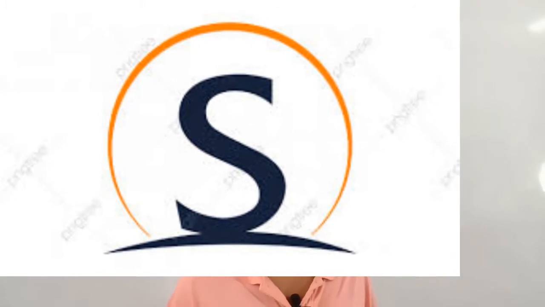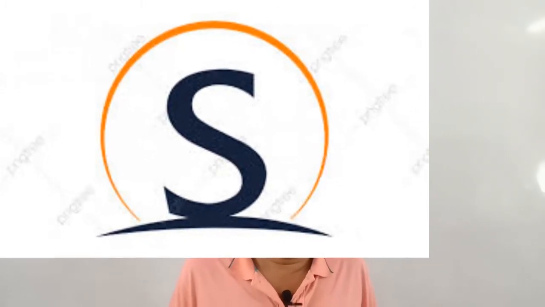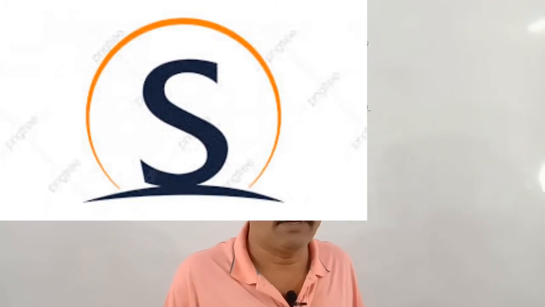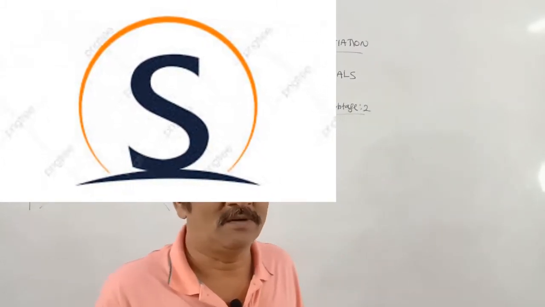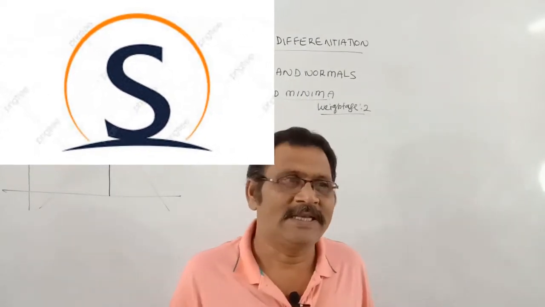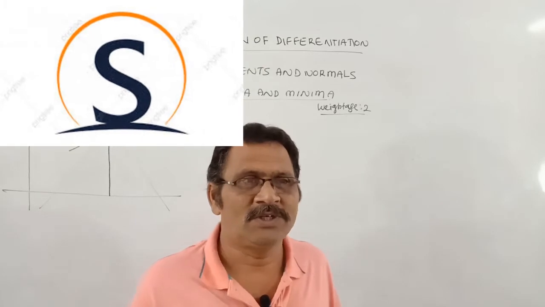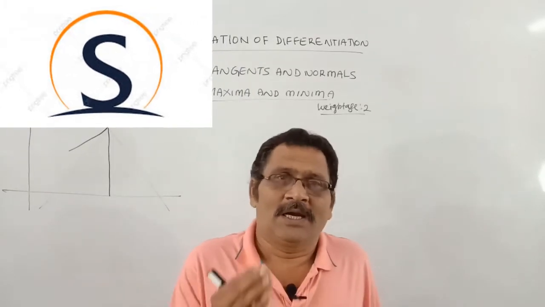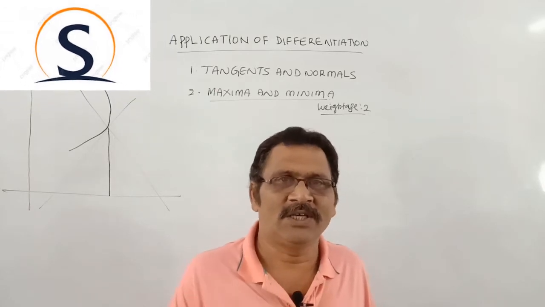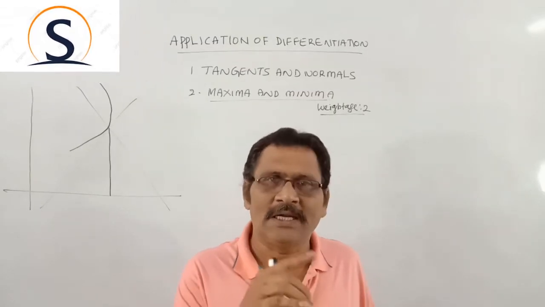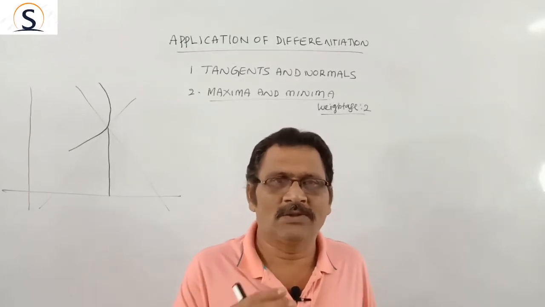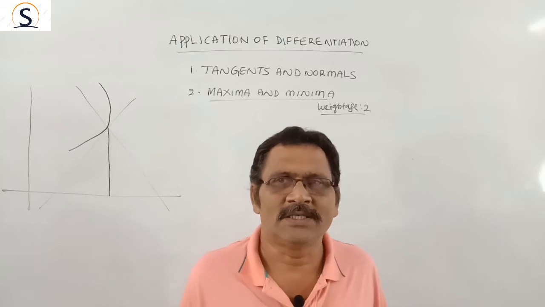Okay. Now before that we will discuss the tangents and normals. First of all, what is meant by tangent, what is meant by normal, and length of the tangent, length of the normal, length of the subtangent, length of the subnormal. Next, tangent equation, normal equation. Next, curves touch each other, condition for touching. Next, curves cut each other orthogonally. There also a condition for orthogonality. These points we will discuss here.